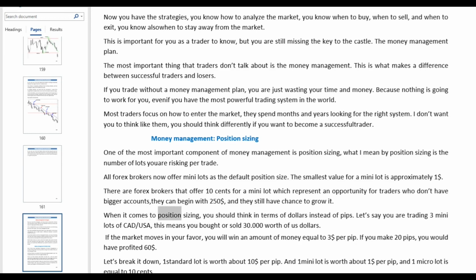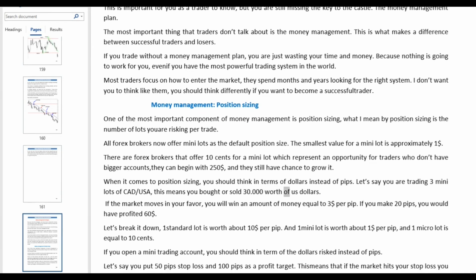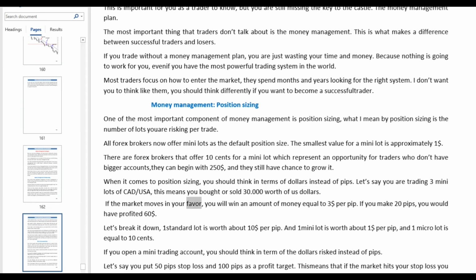When it comes to position sizing, you should think in terms of dollars instead of pips. Let's say you are trading 3 mini lots of CAD/USD. This means you bought or sold 30,000 worth of US dollars. If the market moves in your favor, you will win an amount of money equal to $3 per pip. If you make 20 pips, you would have profited $60.